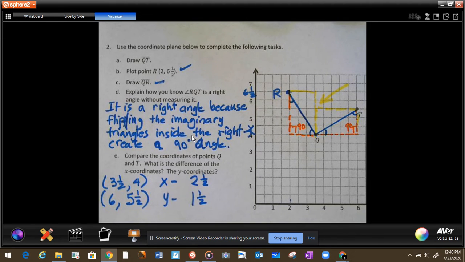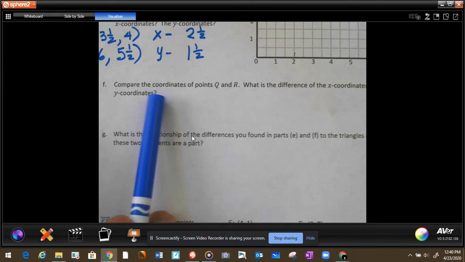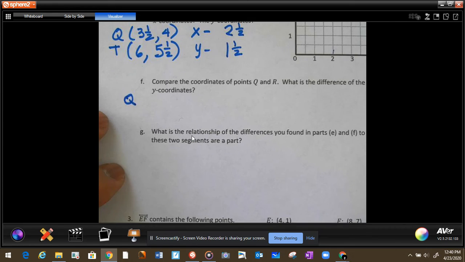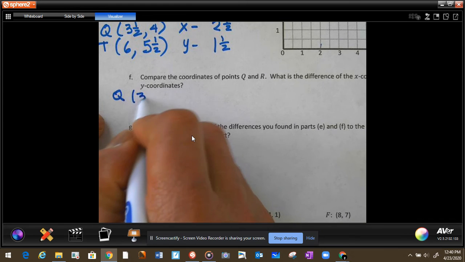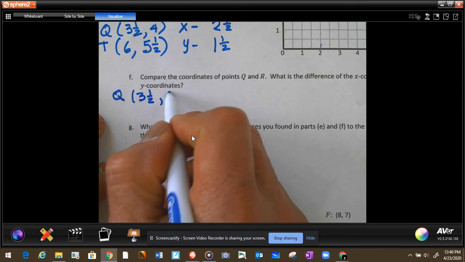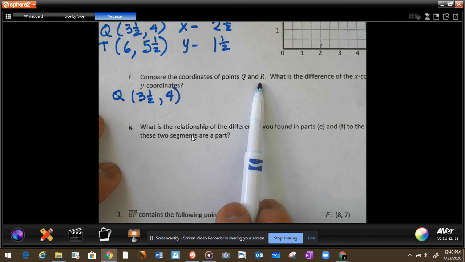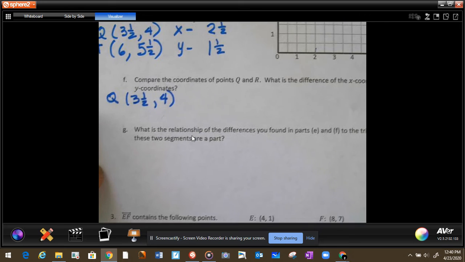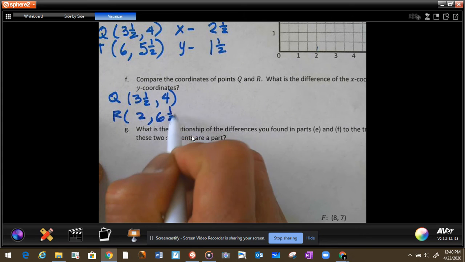Okay, on the next one, compare the coordinates of points Q and R. So let's get Q. Q, we already wrote it down. Let me show you here. So Q is already there. We're going to copy it. It's 3 and 1/2 and 4. And we said R. The point R is up here, so we already have R. R is 2 and 6 and 1/2.